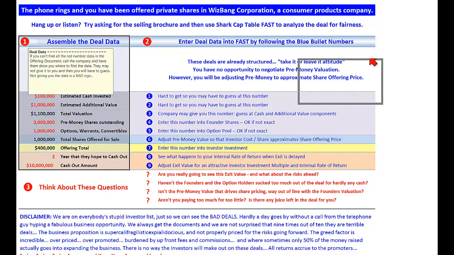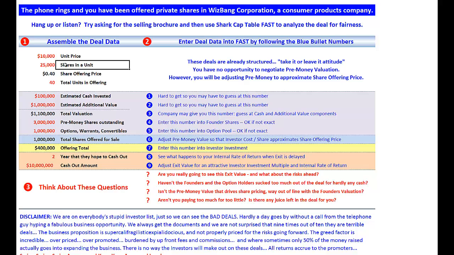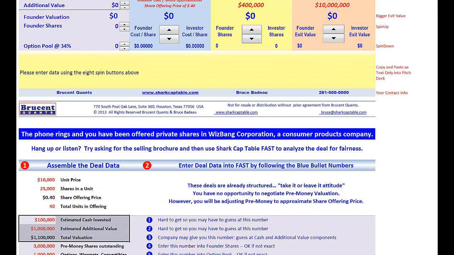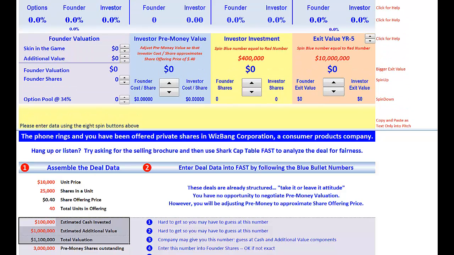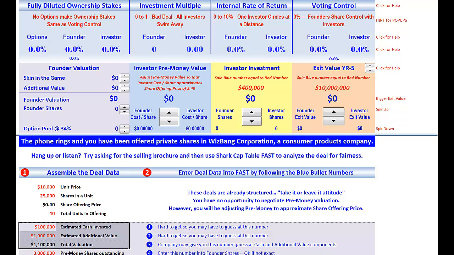And I'm going to move this over here so it's not in the way. And you can see it's unit pricing, shares in the unit, share offering price, etc. Now this section here is going to be a little tricky because you won't easily get that information. So what we're going to do now is split the screen. We're going to lower this down so we can see the whole thing. Let's move it down just a smidge more. That's good. And let's move this up a little bit.